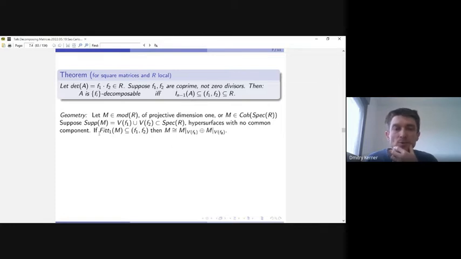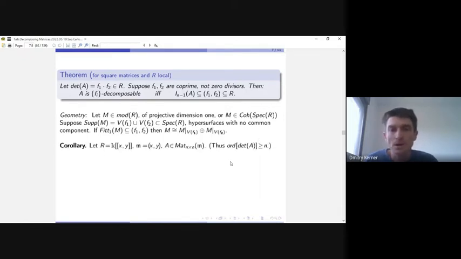And then if the first fitting ideal of M sits inside this ideal, then the module or the sheaf splits into the direct sum of 2 sheaves. Each is supported on the corresponding hypersurface. So this is the geometrical formulation of this theorem. Now, just one corollary there. Of course, you can get many corollaries, but here is just one.